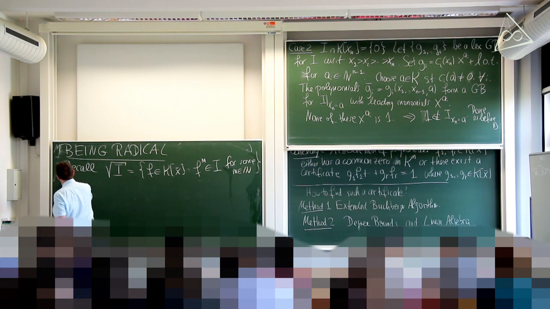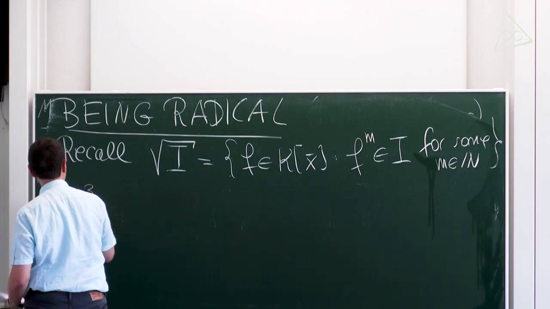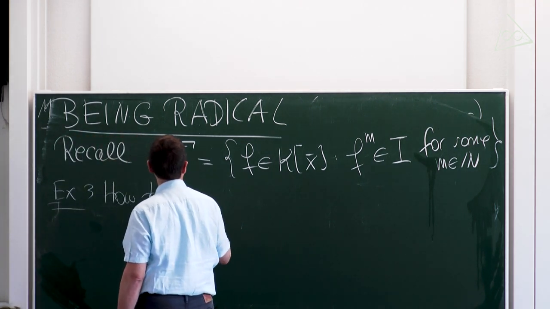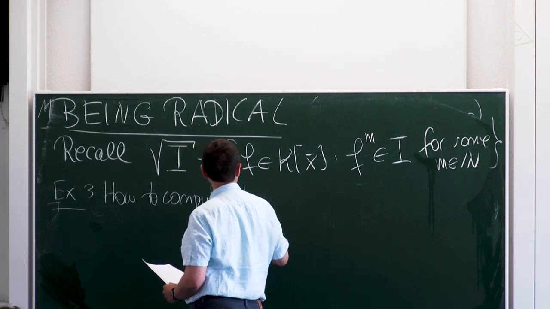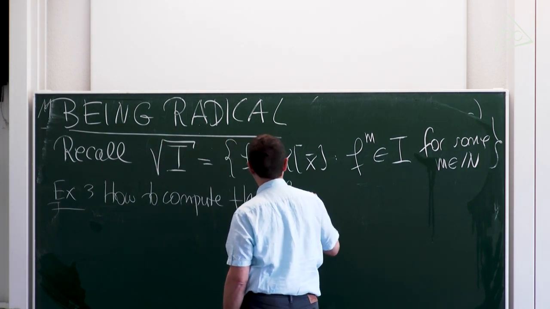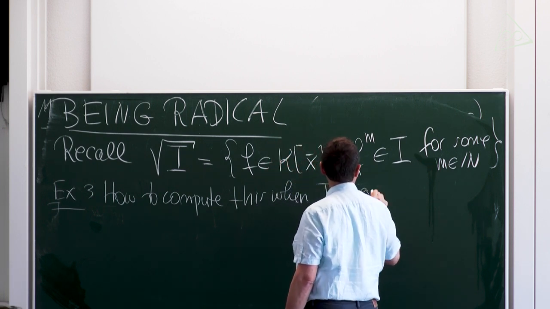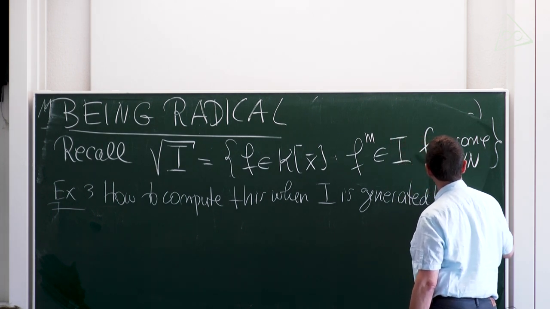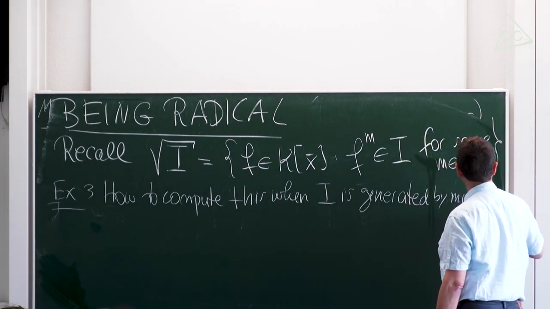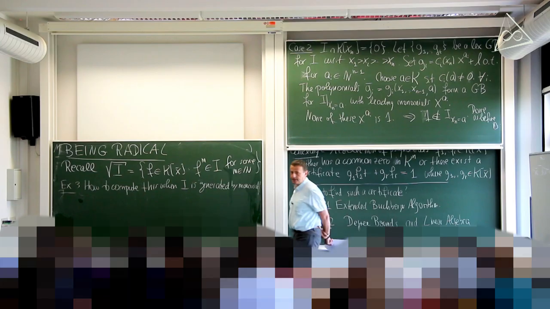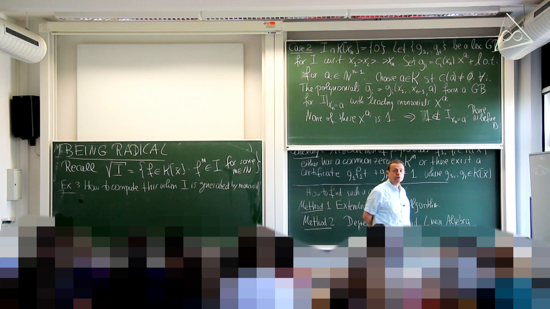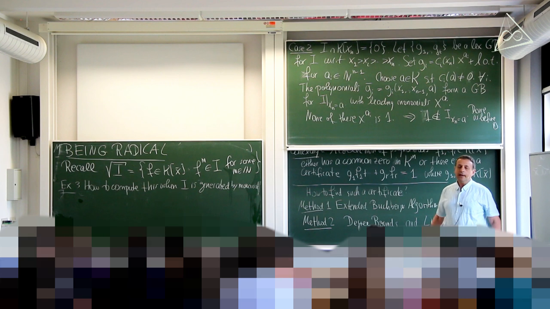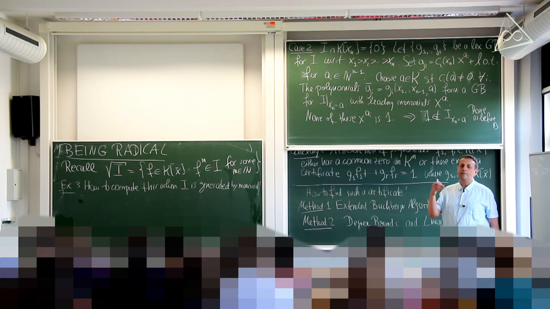Okay, so how do you compute radicals? Well, so exercise three: how to compute the radical when I is generated by monomials. So that's the simplest case, right? If you have an ideal generated by monomials like x squared, y cubed, and so on, then computing the radical is the obvious thing to do, right?